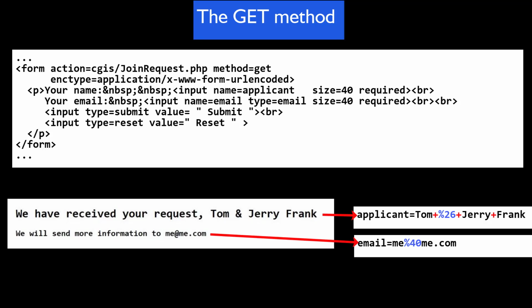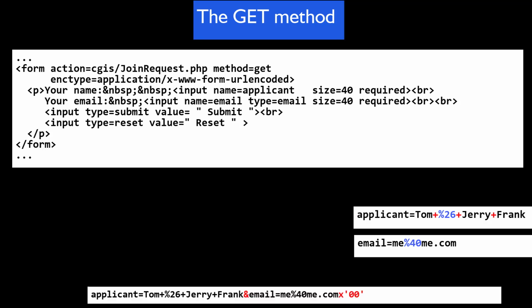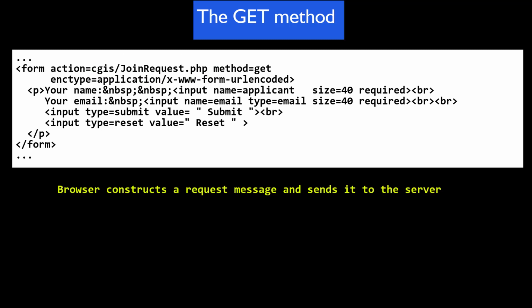From the controls, a series of name equals value pairs are constructed, and each pair is terminated by an ampersand. Then the entire string is terminated by a null character, that is a hexadecimal 00. So this is called the URL encoded format. The browser constructs the CGI target URL as the file specified in the action attribute, followed by a question mark, followed by the URL encoded string. The browser then constructs a request message and sends it to the server.